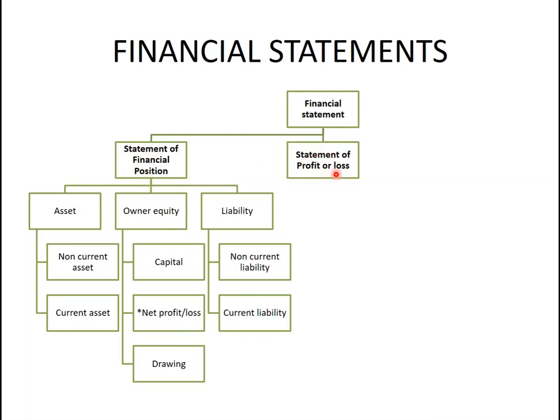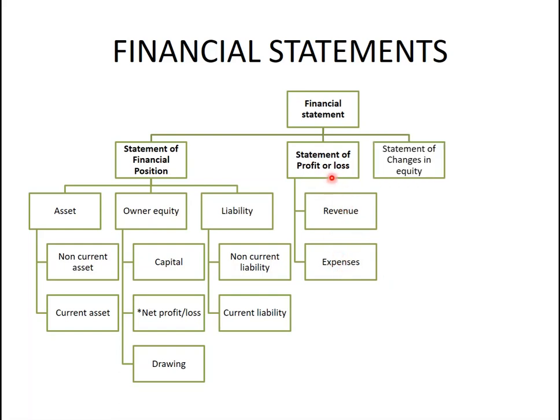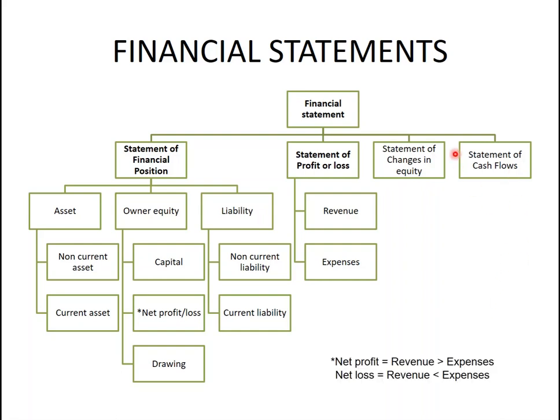Okay, next is statement of profit or loss. We have revenue and expenses. Basically, revenue minus with the expenses, then we get the profit or loss. Next is statement of changes in equity. And finally, statement of cash flow. How do we get the profit? If revenue is more than expenses, then we get the net profit. If revenue is less than expenses, then we get net loss.